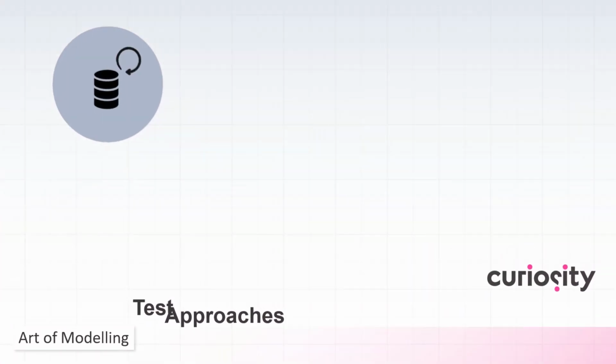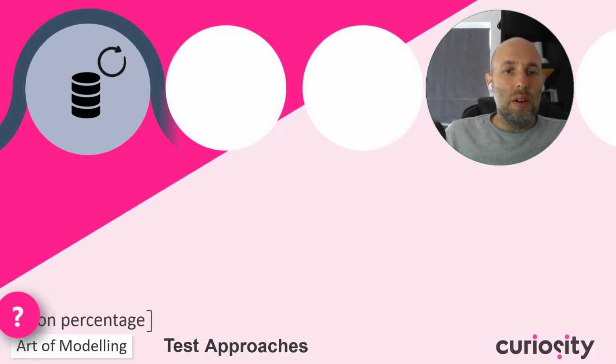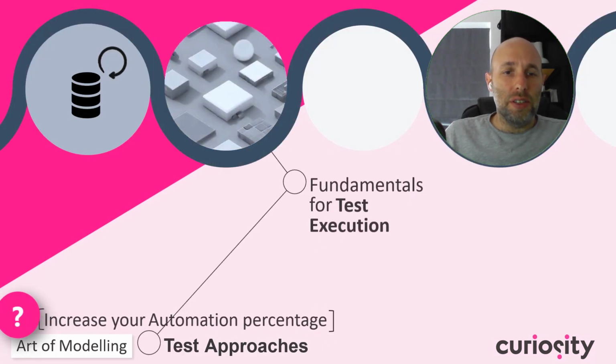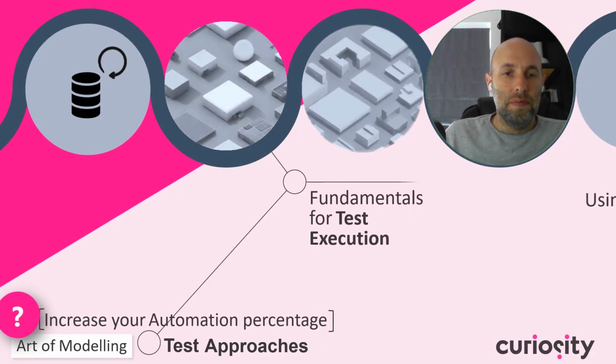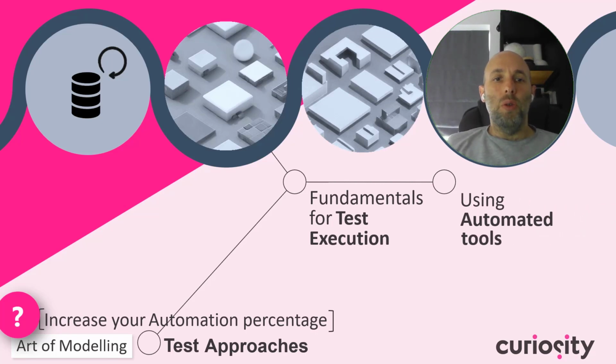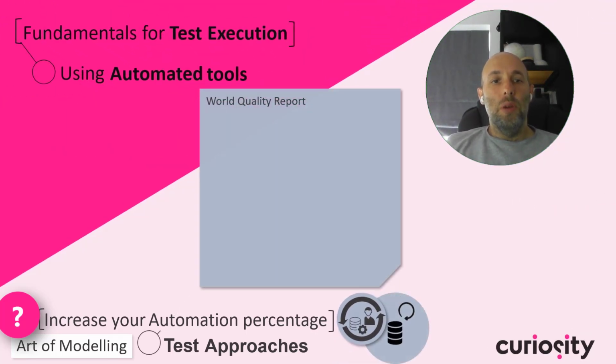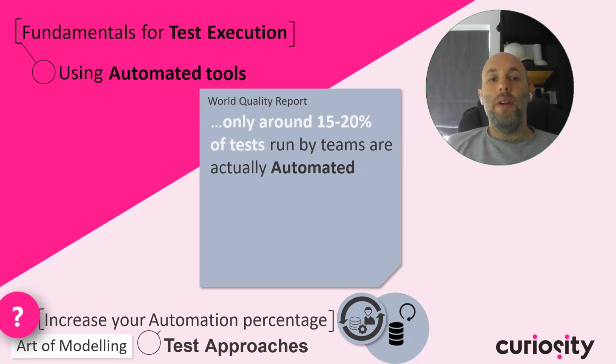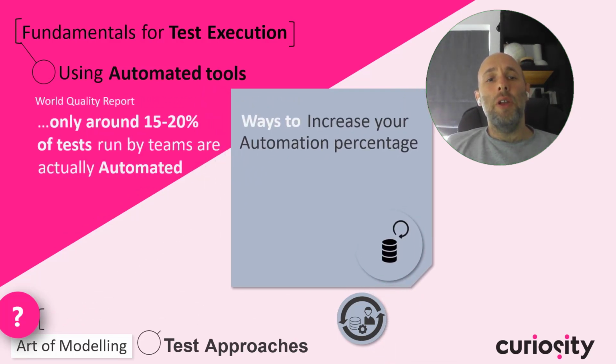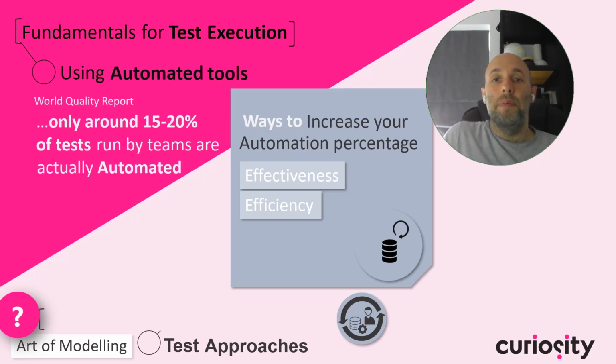We're going to look at things you need to consider when thinking about how you're going to execute your testing. Everybody focuses on automated tools for test execution, but the World Quality Report suggests that only around 15 to 20% of tests that are run by teams are actually automated. So in this video, we'll look at some of the fundamental pieces that need to be in place to ensure that your test execution through automation is effective, efficient, and if your organization is driven by the automation percentage, that number starts to go up.